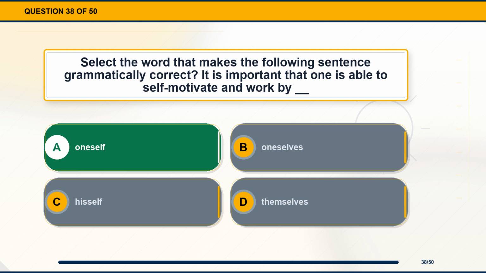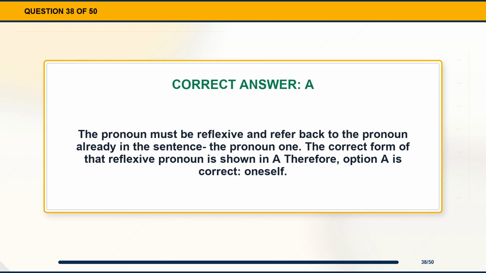The correct answer is option A, oneself. Explanation. The pronoun must be reflexive and refer back to the pronoun already in the sentence, the pronoun one. The correct form of that reflexive pronoun is shown in A, therefore, option A is correct, oneself.